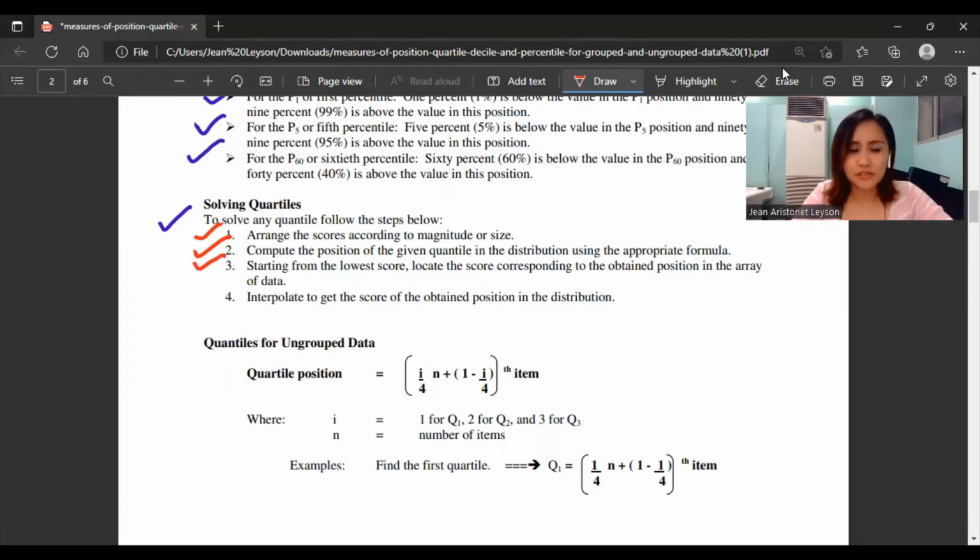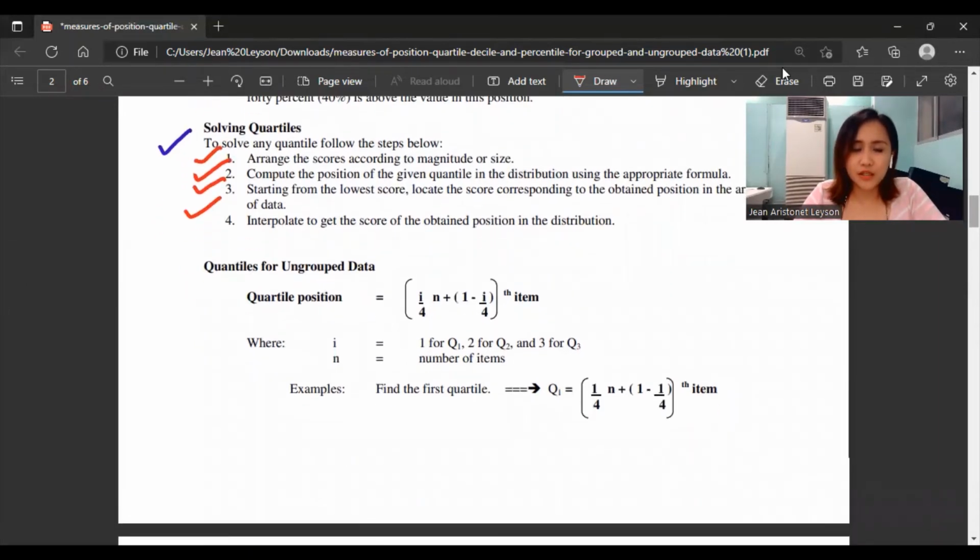Third step, starting from the lowest score, locate the score corresponding to the obtained position in the array of data. So what we'll be computing first is the position, okay? And the fourth one is interpolate to get the score of the obtained position in the distribution. To get the exact score of the position of that certain data, we need to interpolate or solve further. Okay.